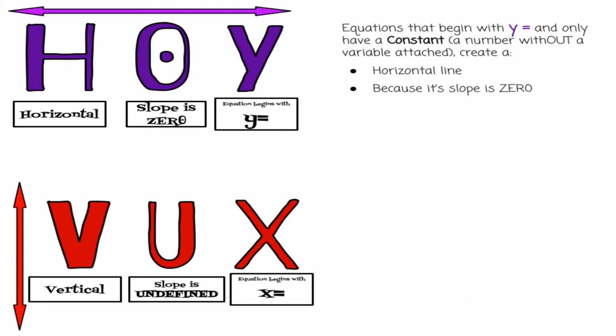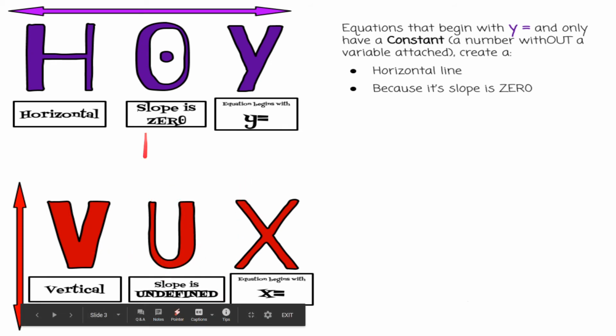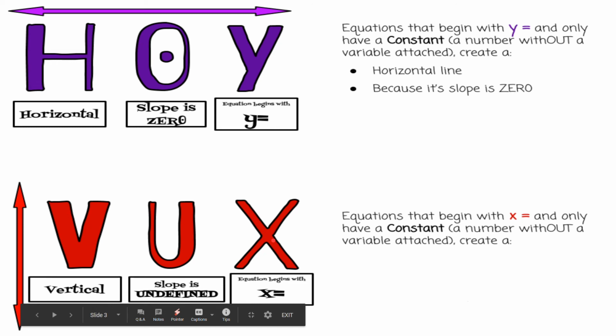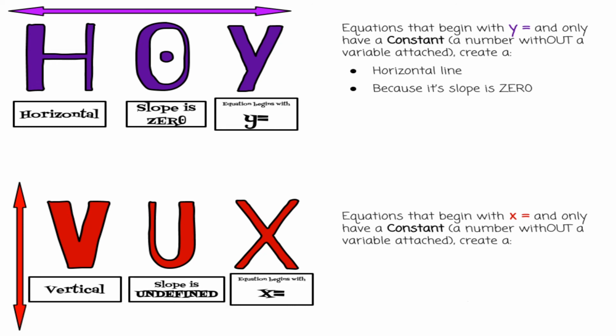So think of our red line. We had our red line running up and down, and we stopped at x is equal to negative 1. So that means that my vertical line crossed my x-axis at negative 1. So equations that begin with x equals and only have a constant create a vertical line. These types of lines have an undefined slope. So if I were to ask you what the slope would be, you would say undefined.